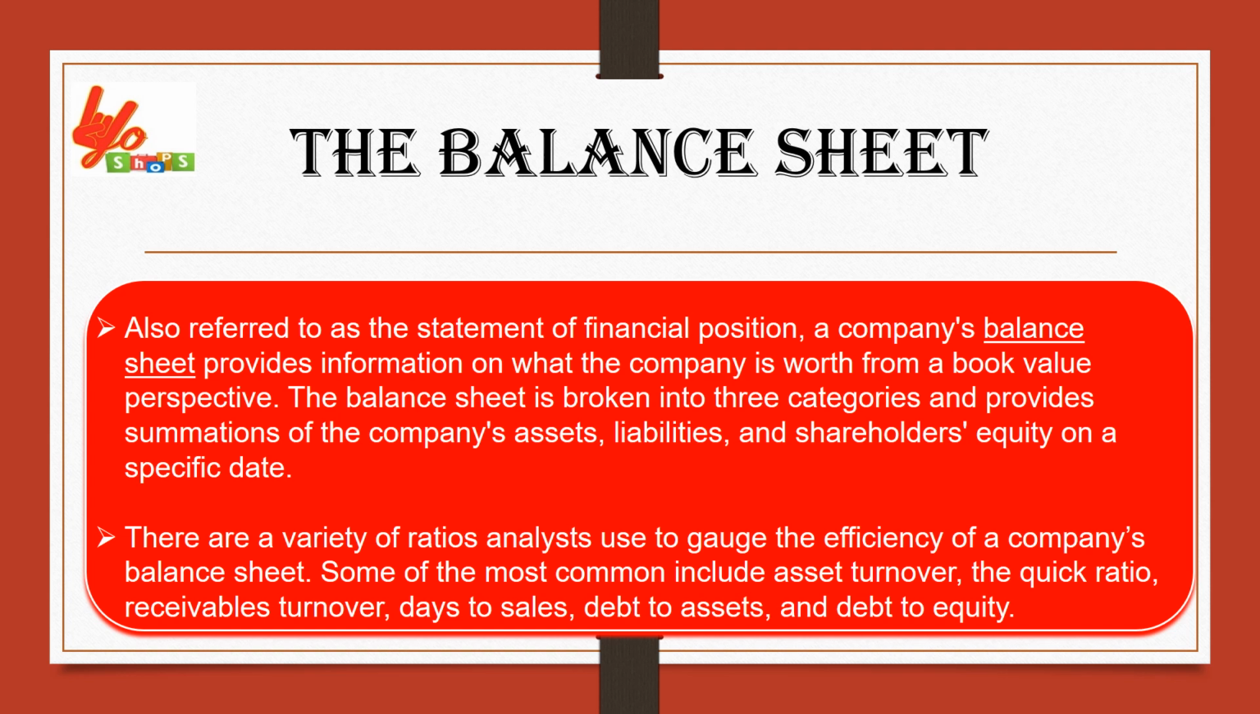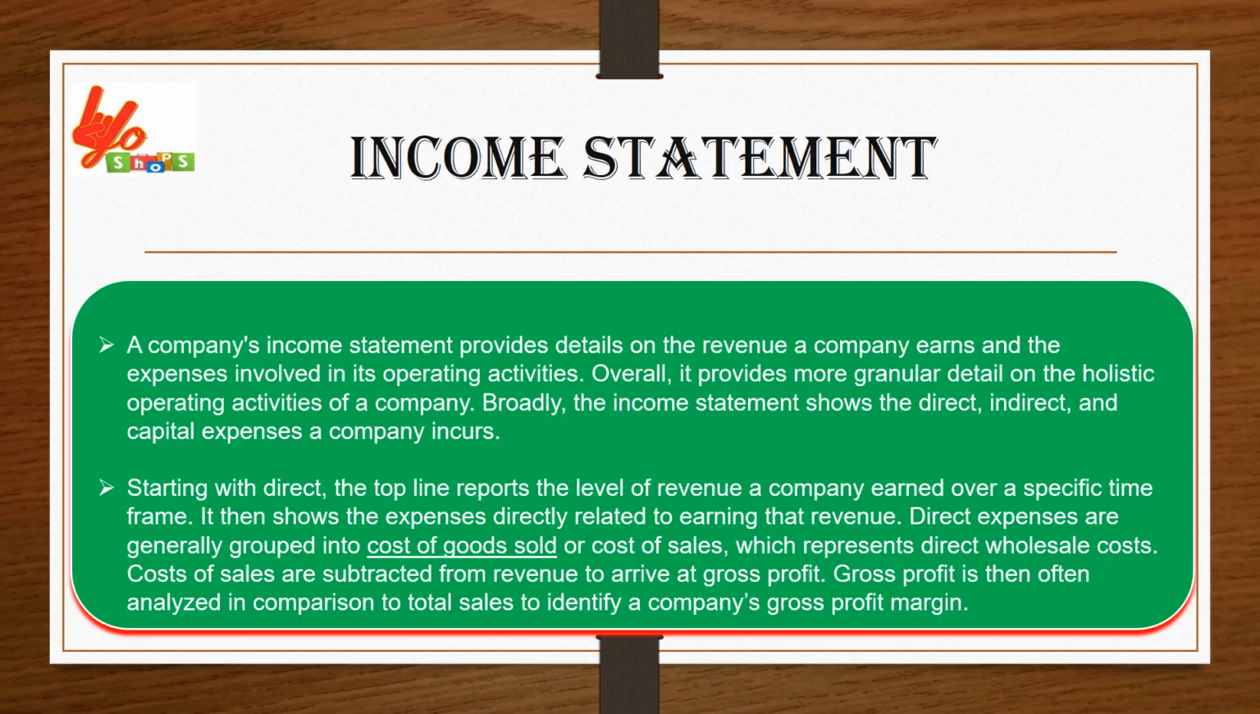There are a variety of ratios analysts use to gauge the efficiency of a company's balance sheet. Some of the most common include asset turnover, the quick ratio, receivable turnover, days to sales, debt to asset, and debt to equity.